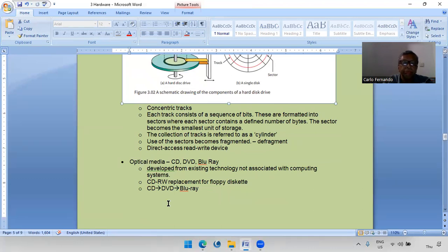Then optical media. Optical media is CD, DVD, Blu-ray. That is because you're using a laser beam to burn and read. So optical is light. Laser is also light. Optical is connected to light. Developed from existing technology, not associated with computing systems. So CDs didn't come for computers. Earlier they were being used elsewhere. That was adapted to computers later on. CD-RW, that is read and write.